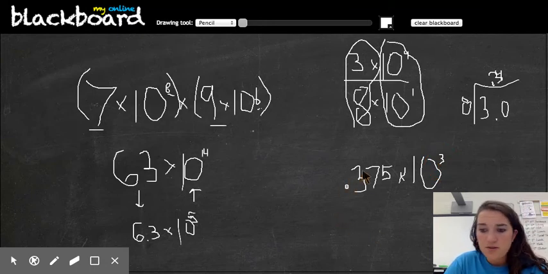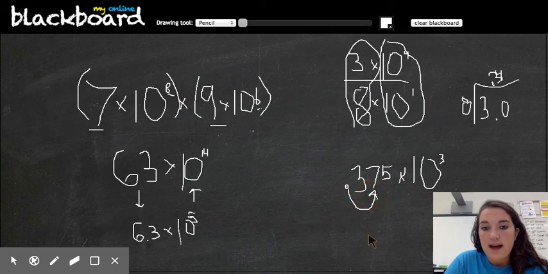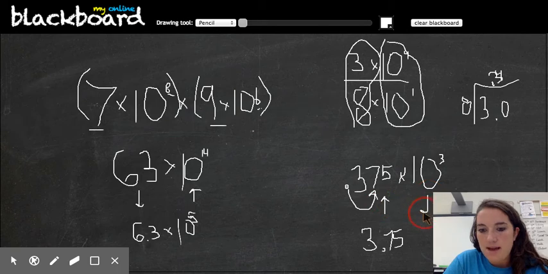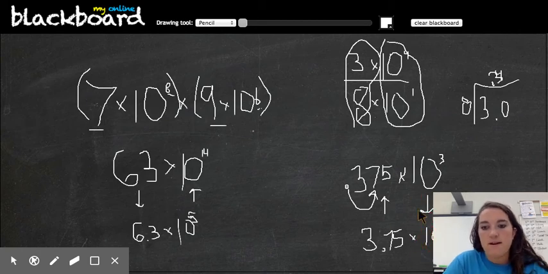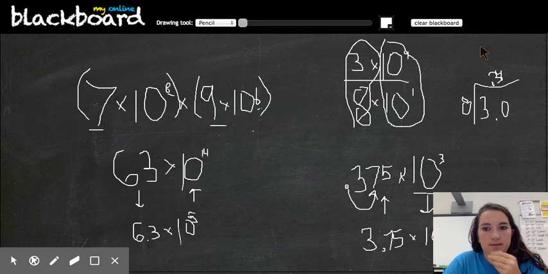Is this number in scientific notation? No. So I need to move the decimal 1 time. So I have 3 and 75 hundredths. Did I make this number smaller or bigger? I made it bigger, so I need to balance it out by making this number smaller. So it'll be times 10 squared, because I borrowed a 10 from 10 cubed, so my number got smaller.